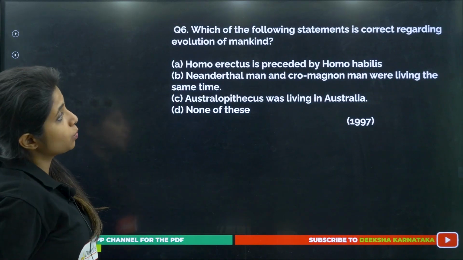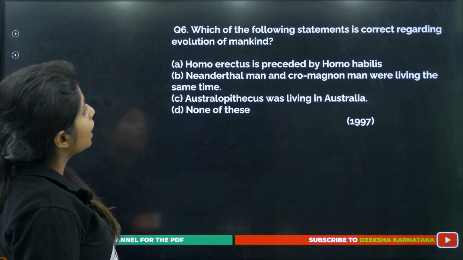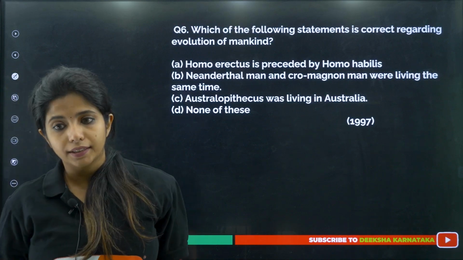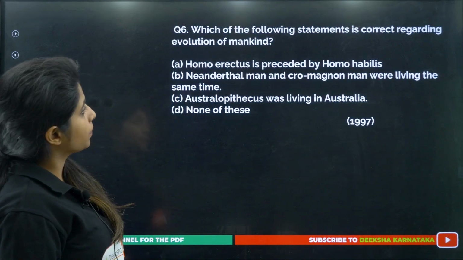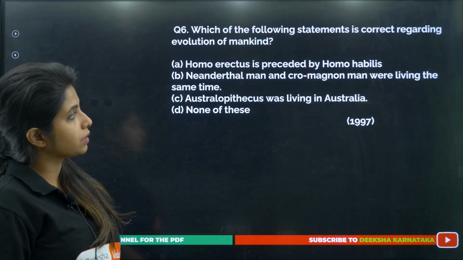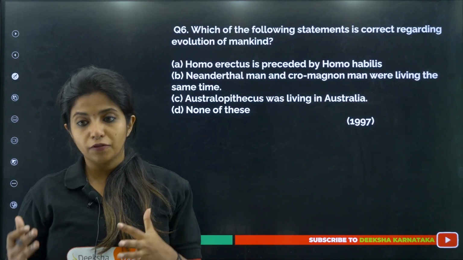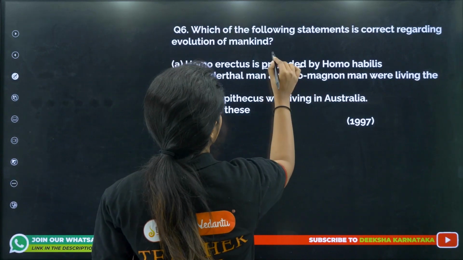Next, question number 6. Which of the following statements is correct regarding evolution of mankind? Homo erectus is preceded by Homo habilis. Proceeded and preceded are different. Preceded means it is before.